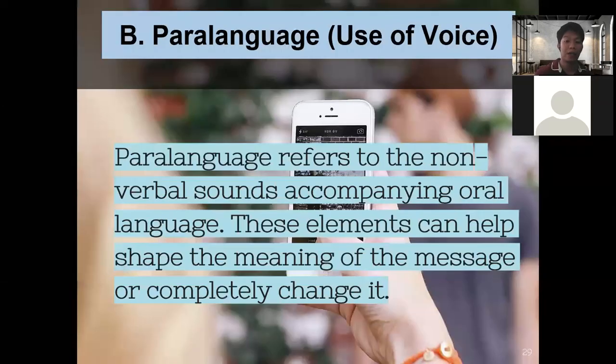Next one, you have paralanguage, the use of voice. Paralanguage refers to the nonverbal sounds accompanying oral language. These elements can help shape the meaning of the message or completely change it. So sometimes when we hear someone speaking, we can interpret a different meaning, different from the words being used in the message, by trying to understand the paralinguistic cues, the voice behind the verbal sounds.